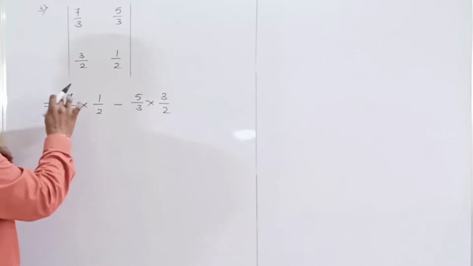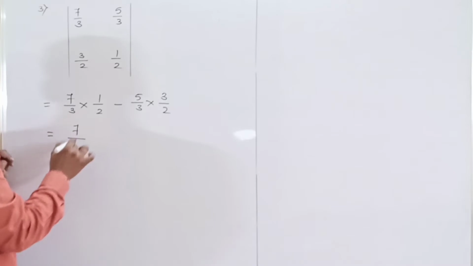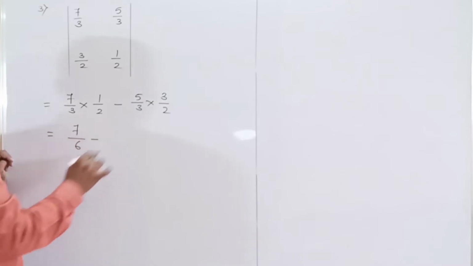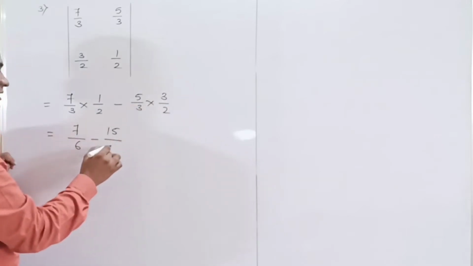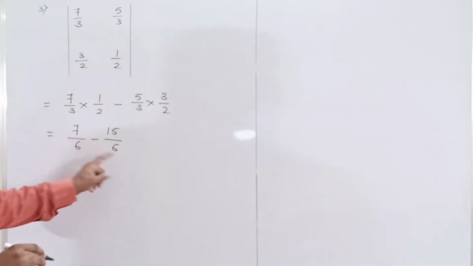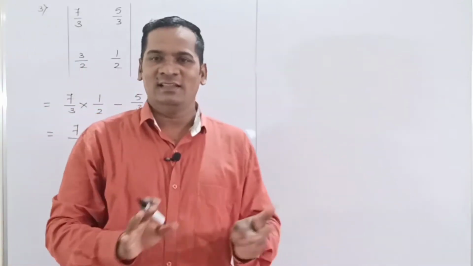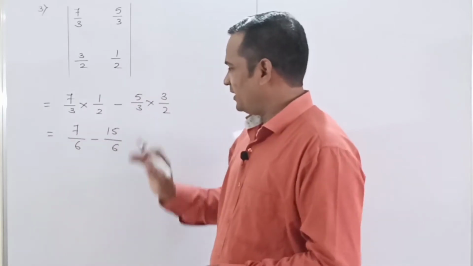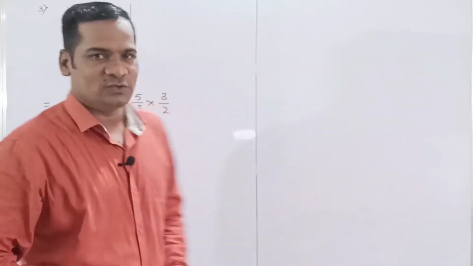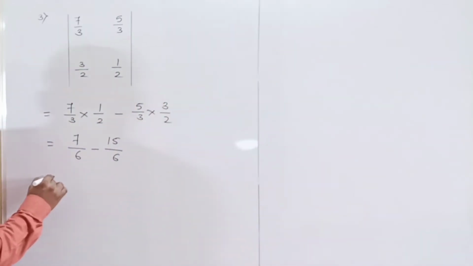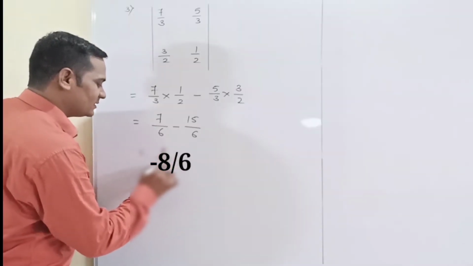So let's find the multiplication of these two fractions here. Multiplying numerator with numerator, 7 1s are 7 upon 3 2s are 6, minus, now 5 3s are 15 upon 3 2s are 6. Now look at the denominators of both, and they are the same. If they are the same, then you have to directly subtract the numerators. So this will be 7 minus 15, that will be minus 8 upon 6.